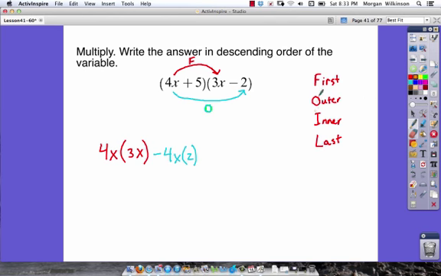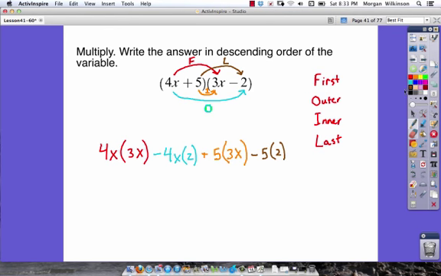Now we've got the I next, F-O-I-L, inner. The inner numbers are the ones that are right next to each other. So we're going to multiply those. We've got our I's. We've got plus 5 times 3x. And then we have our last numbers. Our last numbers, just as it sounds, they're the numbers that happen last. What color haven't we used? Looks like a brown color would be safe here. The last numbers in each of our binomials. Here's our L. And we've got the last part. We've got 5 times negative 2. So we're going to write minus 5 times 2.